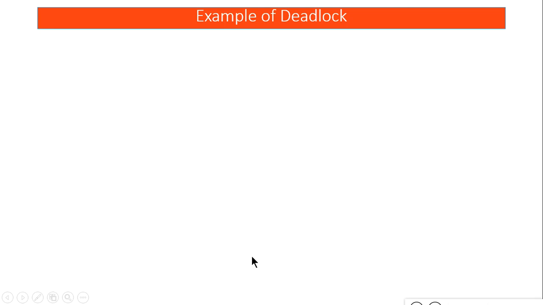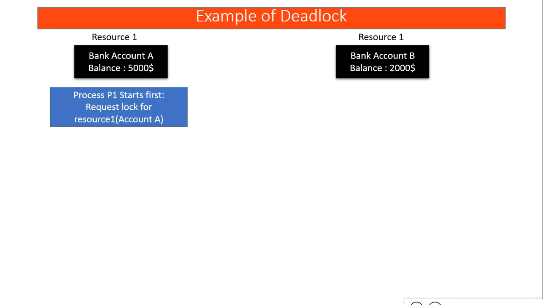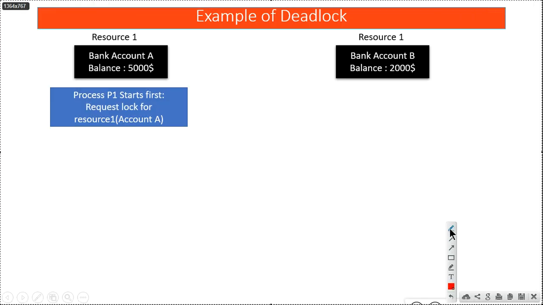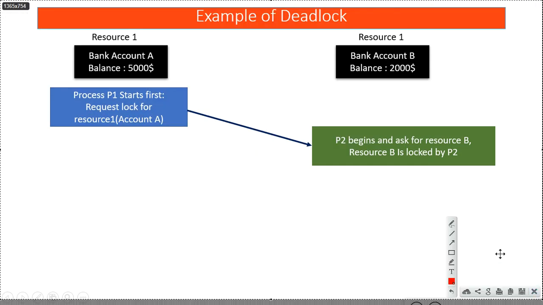Now let's see in our example how the deadlock will occur. Again, we have two resources, A and B, with balances of $5,000 and $2,000. Process P1 starts first, requests A and locks it. So P1 reads this value and puts a lock on it. Then P2 starts. P2 wants to read the value of B, requests lock B and applies it, so it accesses this value and locks it.